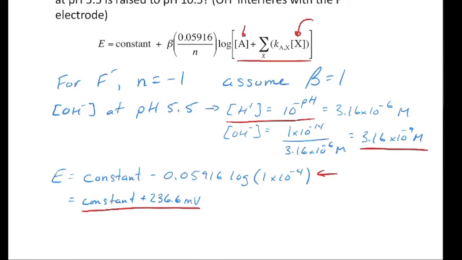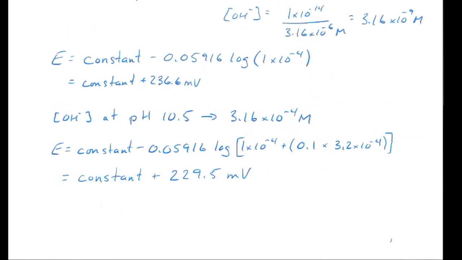Now the constant doesn't really matter, but it's going to be there anyway. What really matters is the 236.6, because when we determine the voltage at pH 10.5, we're still going to have that constant, but the constant is going to be the same, so all that really matters is the 236.6 millivolts. So now let's figure out the concentration of OH minus at pH 10.5. We use the same process we did at pH 5.5, and we get 3.16 times 10 to the minus 4 molar. That's quite a bit higher than it was at pH 5.5, which makes sense. pH 10.5 is much more basic.